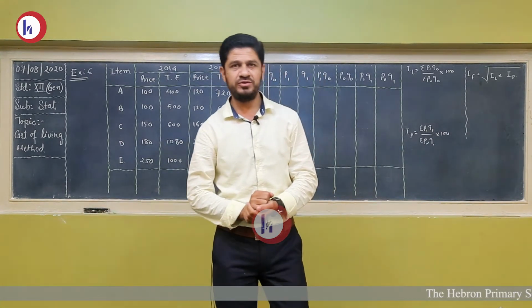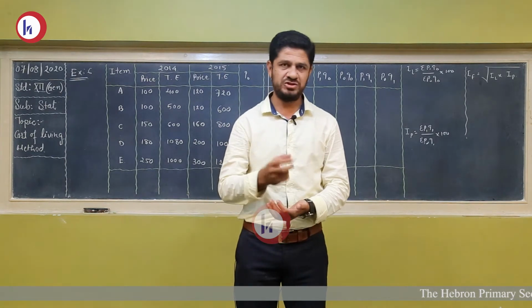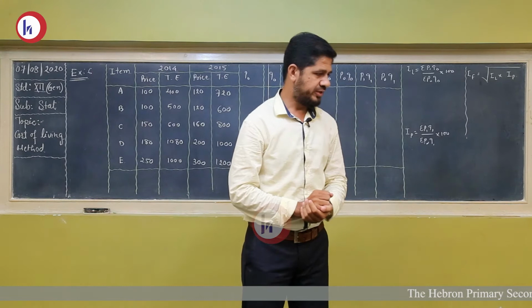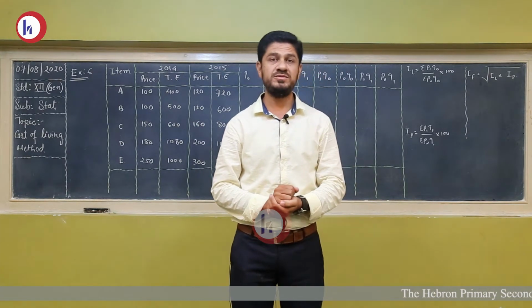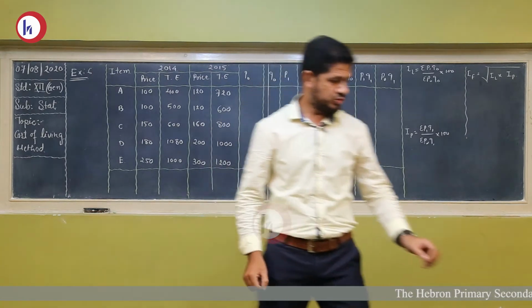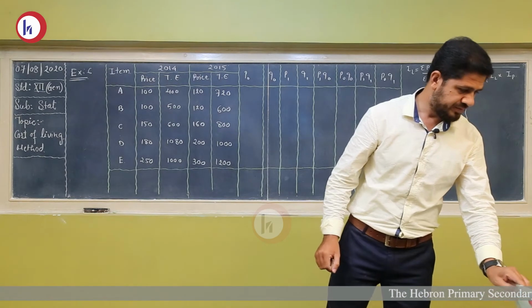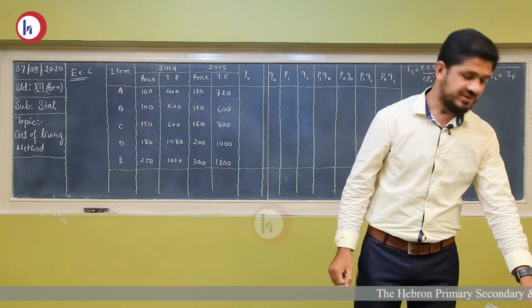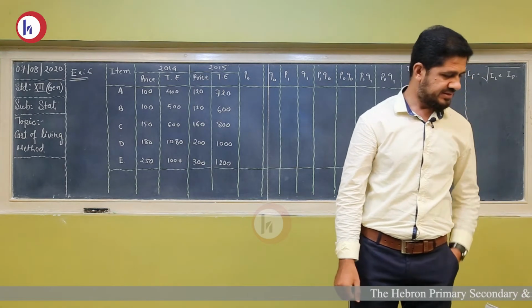Today we are going to continue our lectures on index numbers. Today we will solve the sums from the textbook. So open your textbook, page number 30. The last sum, number 6. Let's read the question.